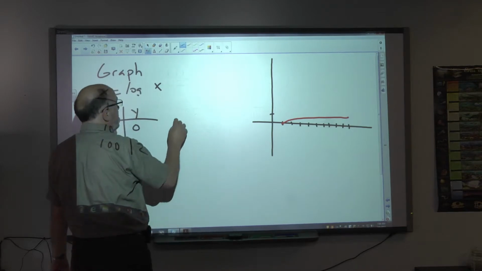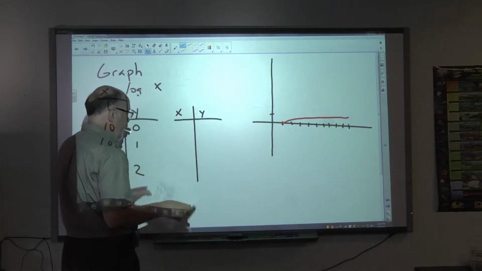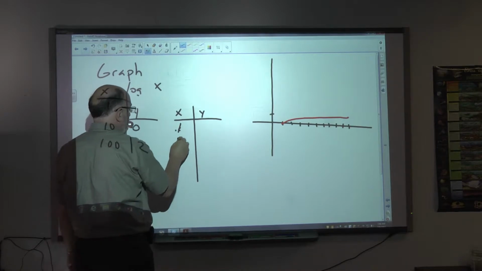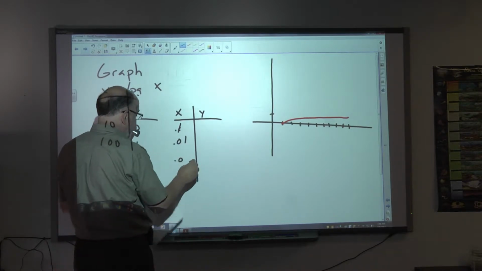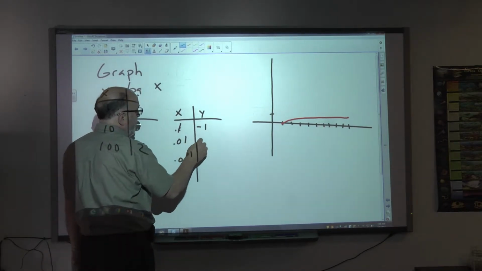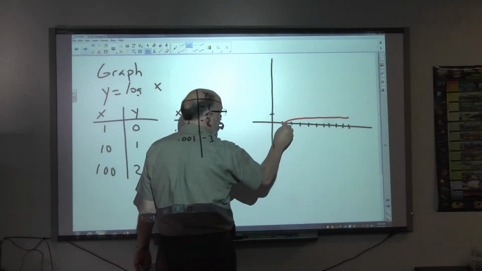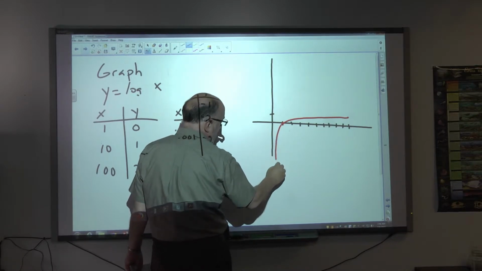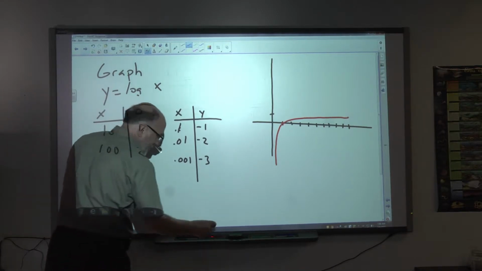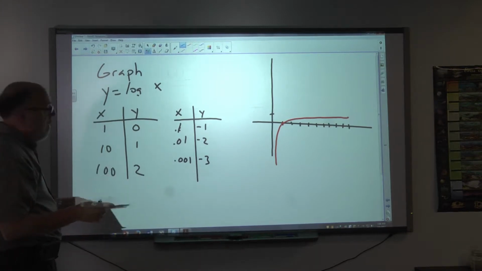Right? And then if I go to numbers that are less than 1, so 0.1, 0.01, 0.001. So the log of 0.1 would be -1, 0.01 is -2, and 0.001 is -3. And so this curve continues on and goes down like that. And you cannot take the log of a negative number. So we have our basic log graph.